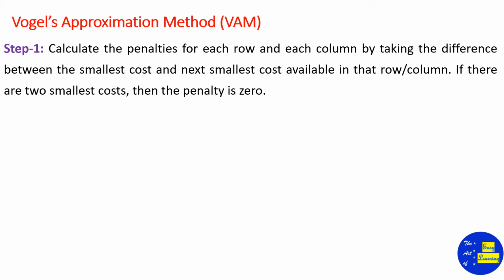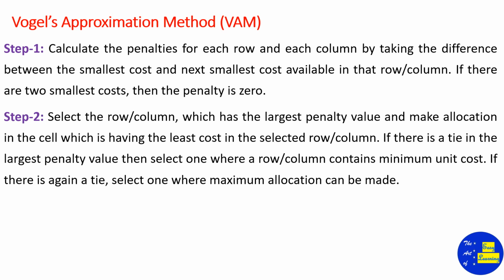Now after finding the penalty, in step 2, we have to choose the row or column which is having the maximum penalty value. After that, we have to allocate the maximum possible quantity to the cell which is having the least cost value in the selected row or column. Suppose if there is a tie in the row or column which is having the maximum penalty value, then choose that particular row or column which is having the least cost values and allocations are made. Maximum allocations are made to the particular cell.